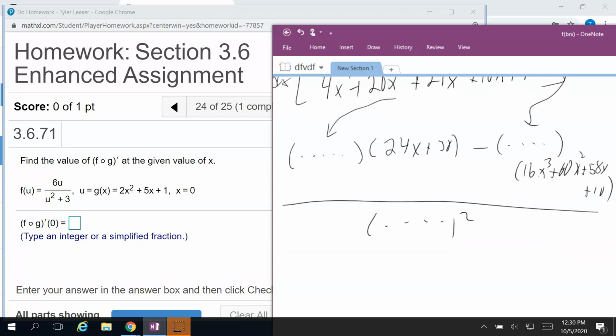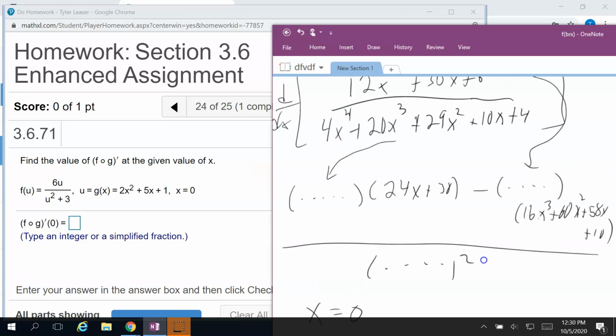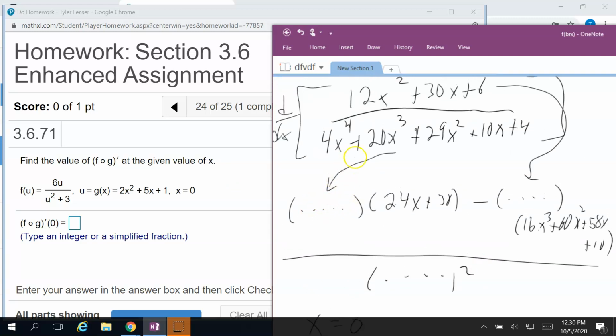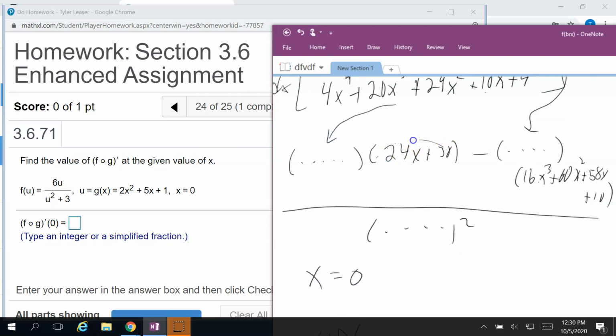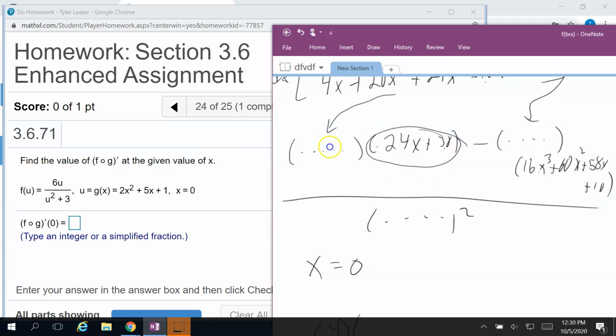All right, so this would be awful looking if you wrote it all down, but what's really nice is that we're plugging in x to be 0. So pretty much everything's going to go away. If I plug 0 into the original denominator, I get 0, 0, 0, 0, 4. So I have a 4 there. If I plug 0 into this parentheses here, I'm just going to get that 38.